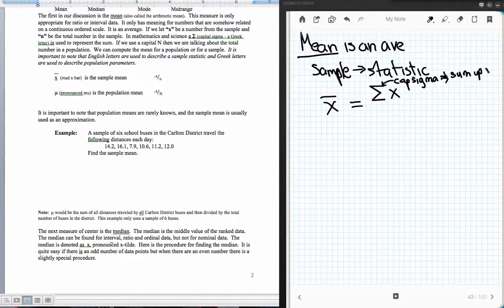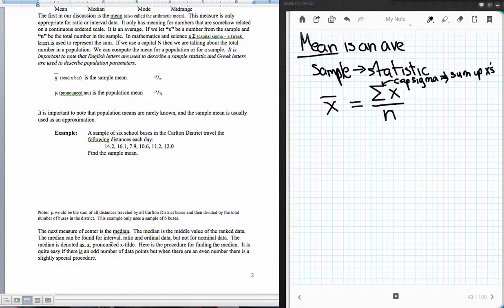And those x's are each of our data points. So when it says the sum of the x's, we're going to take each of the x's and we're going to add them up. So the first one plus the second one plus the third one plus the fourth one, so on and so forth. And then we divide by n. Now we all know what n is, right? N is the sample size.